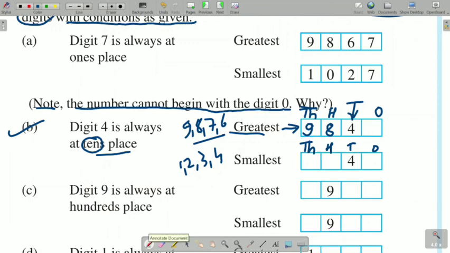Now in the ones place what will I write? 9 and 8 I have already used. So what is remaining? 7. So I will write 7 here. So 9847 will be the greatest.